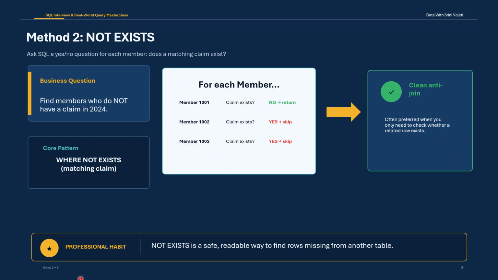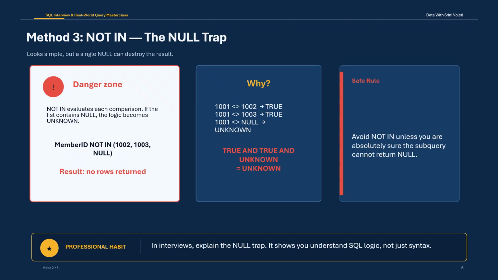The third method is not in, and this is where SQL three-valued logic becomes important. The pattern looks simple, but a single null in the subquery can destroy the result. Imagine SQL evaluates member ID not in a list containing 1002, 1003 and a null. Under the hood, SQL evaluates a chain of comparisons: not equal to 1002 and not equal to 1003 and not equal to null. The first two comparisons may be true, but any comparison with null becomes unknown.